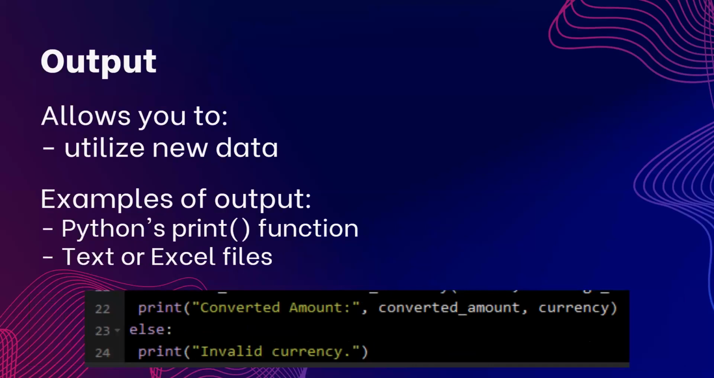Output allows you to utilize the new data and view that data in an easy form. One of Python's primary ways to do that is through the print function. You can do that through text files, Excel files, and other libraries allow you to output information in graph form, table form. So there's also that functionality. And in this program specifically, we just focus on the print function.